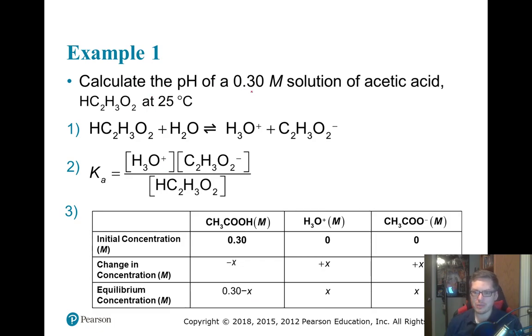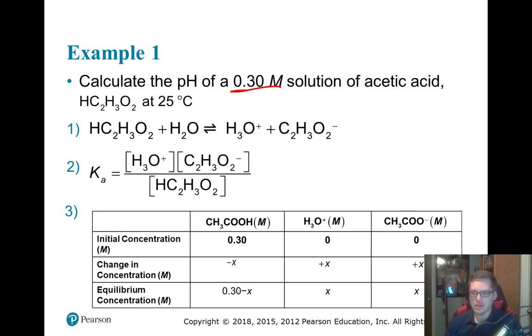It says calculate the pH of a 0.3 molar solution of acetic acid at 25 degrees Celsius. So here's your balanced chemical equation. All right, here's your equilibrium expression. Notice water's not there because it's a pure substance, it doesn't affect our equilibrium. All right, and then they've set up our ice table. Initial, change, equilibrium. Here's your acetic acid, hydronium, and acetate.